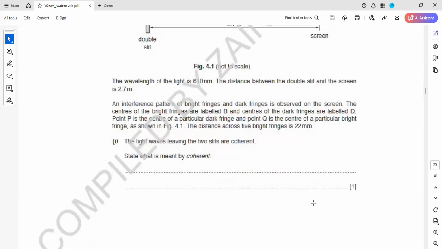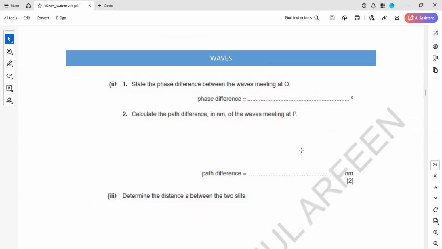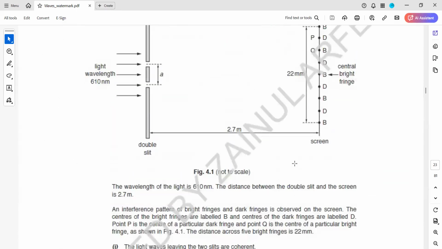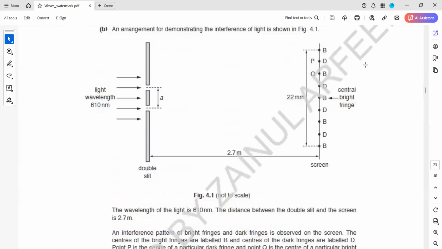What is meant by coherent? Again, the same repeated question. What is the meaning? Coherent means that there is a constant phase relation or phase difference between the two waves, two progressive waves. State the phase difference at Q. What is the phase difference? Because Q is what? Q is a bright fringe. Whenever there is a bright fringe, what is the phase difference? The phase difference will be 0 or 360 degrees.